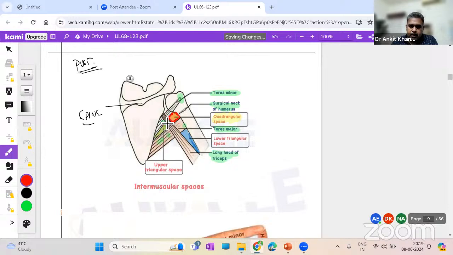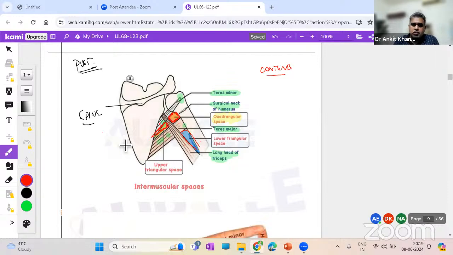Then you have an upper triangular space over here. Boundaries are minor, major, and the triceps. That is the upper triangular space. The lower triangular space is this blue color over here. Boundaries: triceps, major and humerus. And why are these spaces important? Because of the contents in it. So this diagram you have to practice 1 or 2, 3 times.